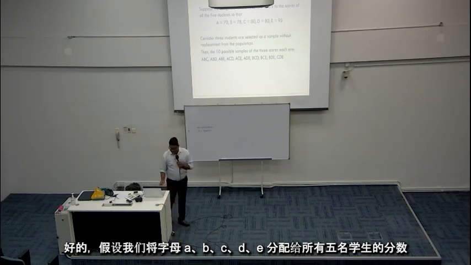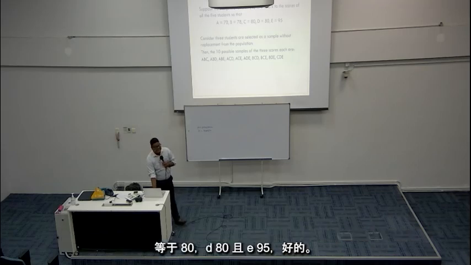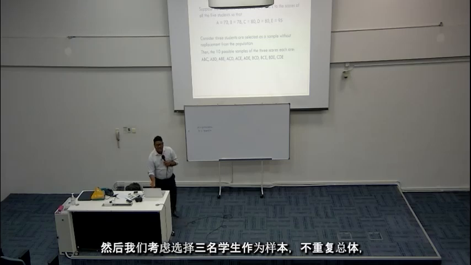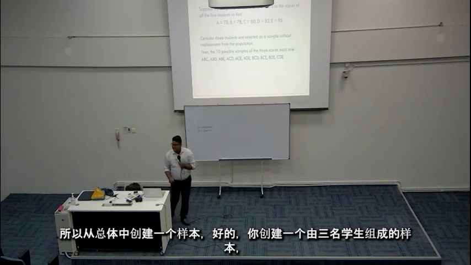Okay, suppose we assign the letters A, B, C, D, E to the scores of all 5 students, so that the mark for student A is equal to 70, mark B is equal to 78, mark C is equal to 80, D is 80, and E is 95. Okay, so from these 5 in the population, we want to create a sample. We consider 3 students selected as a sample without replacement from the population. So from the population, you create a sample of 3 students.